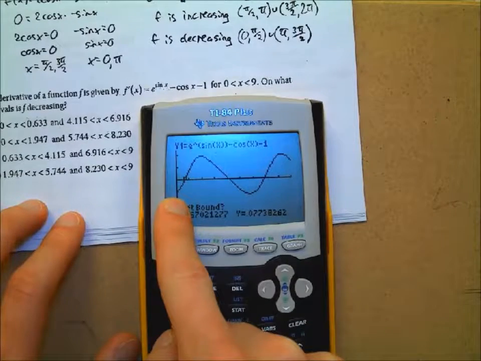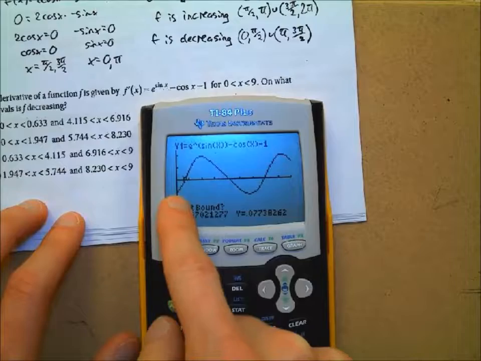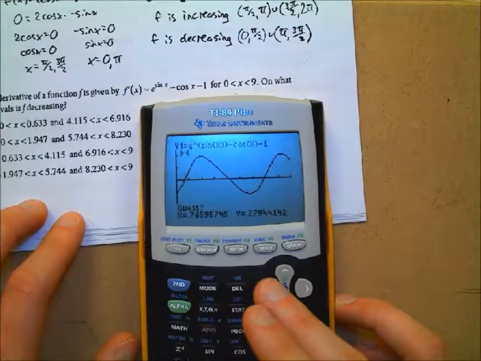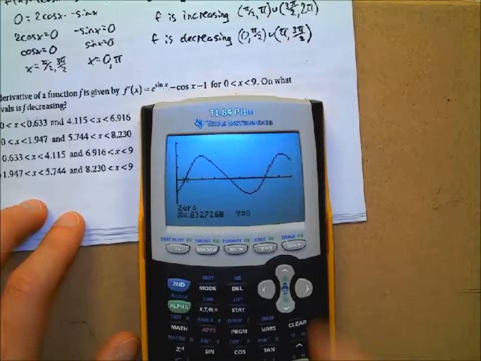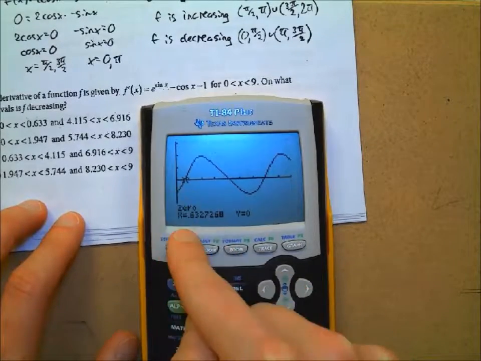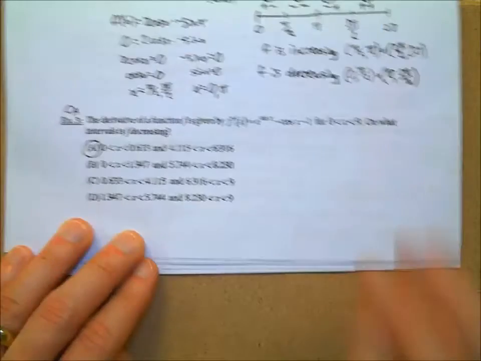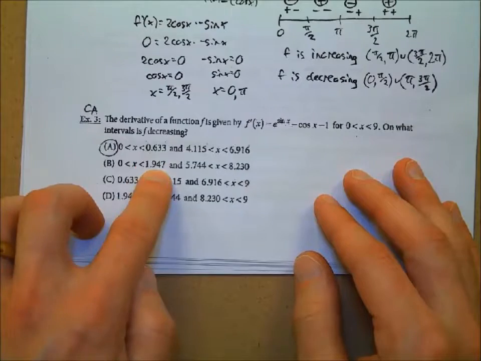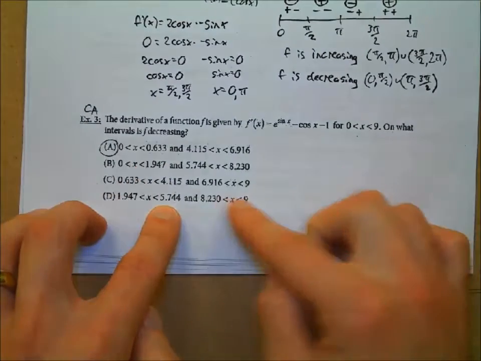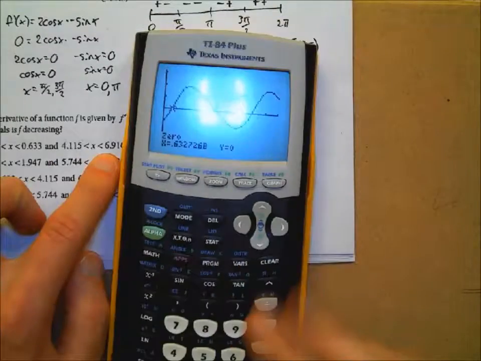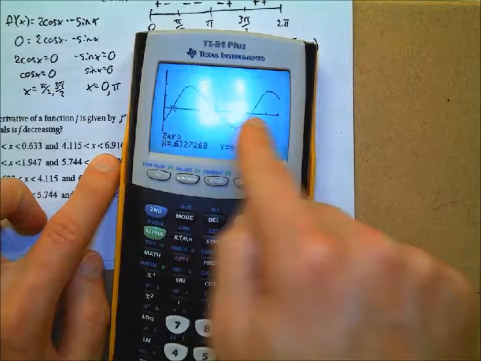So we're going to start our first interval from 0, and we've got to find what this x-intercept is right here. It's about 0.633. So our first interval of negativity is from 0 to 0.633. Well, there's only one answer that has 0 to 0.633. Everything else does not have that. So it's got to be A. If you check the other interval here, 4.115 to 6.916, that would be those two right there.